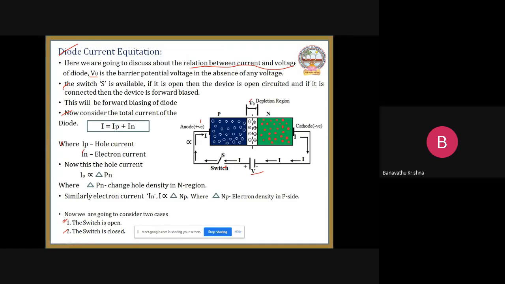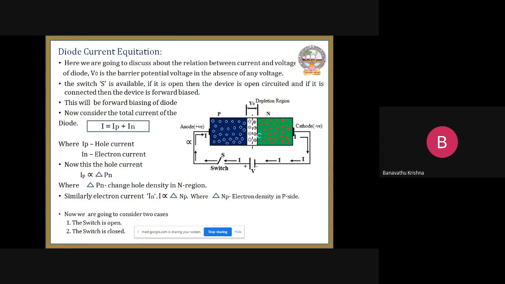Now the second point: if the switch is closed, the diode works in forward bias. Then the current generated is due to the majority charge carrier current.